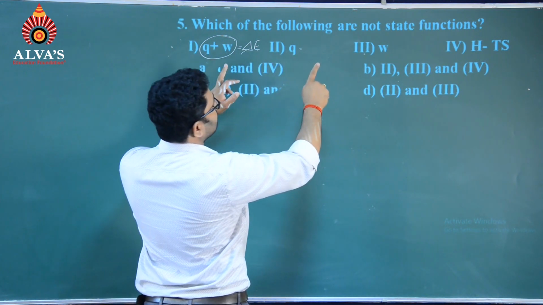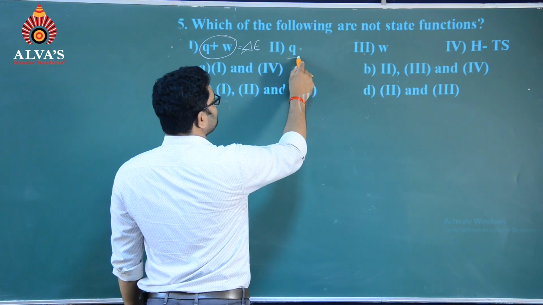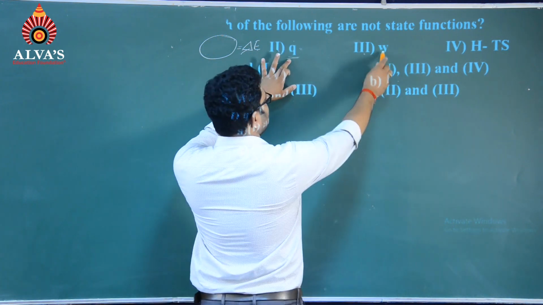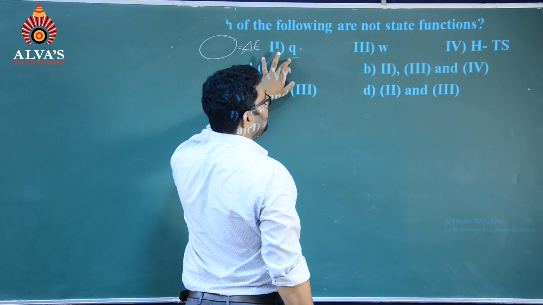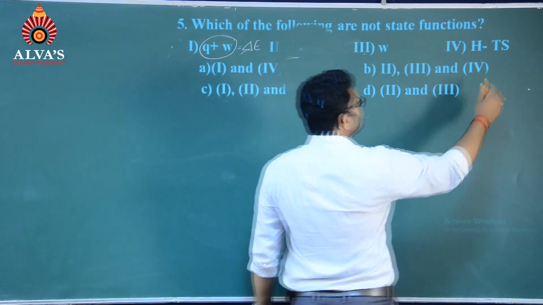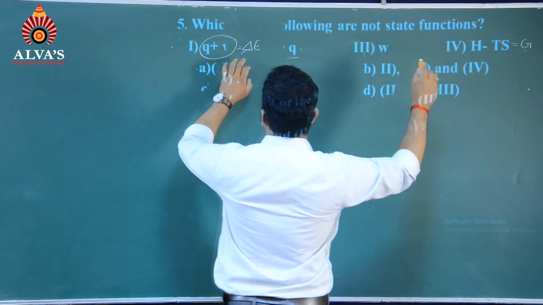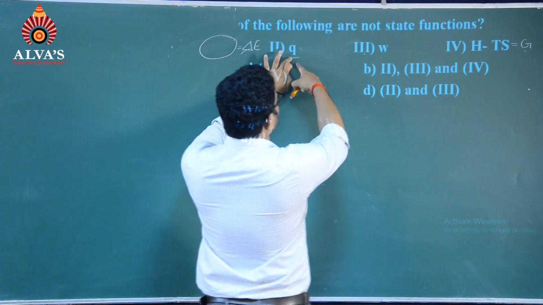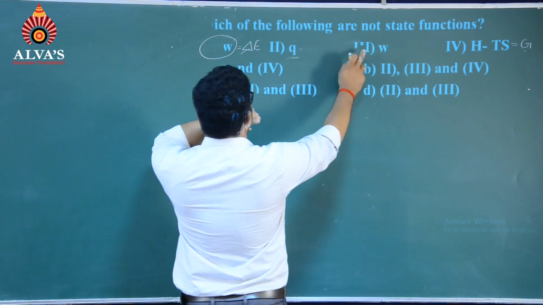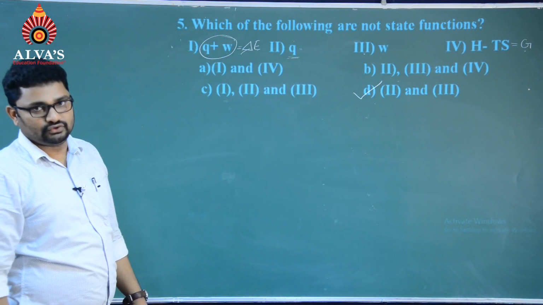Now, we want which of the following is not a state function. Q is heat, it is a path function, hence it is not a state function. W is work done, it is a path function, hence it is not a state function. Both are not state functions. The last one is H minus TS, that is nothing but Gibbs energy. Gibbs energy and internal energy are state functions. Q and W are not state functions, hence the option should have the second one and third one. Second one and third one, option D is the correct answer for the fifth question.